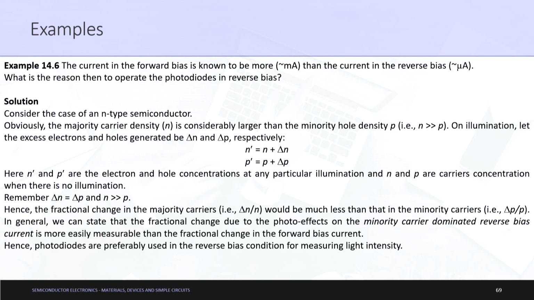First of all, let us take the consideration of an n type semiconductor. Just to make you revise, what is an n type semiconductor? In an n type semiconductor, what is the majority charge carrier?